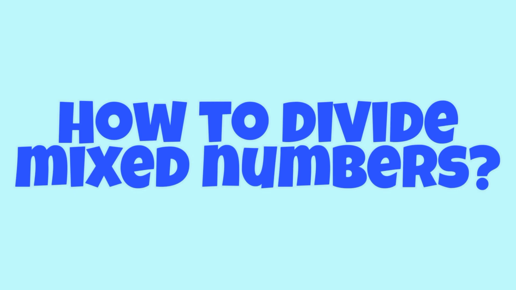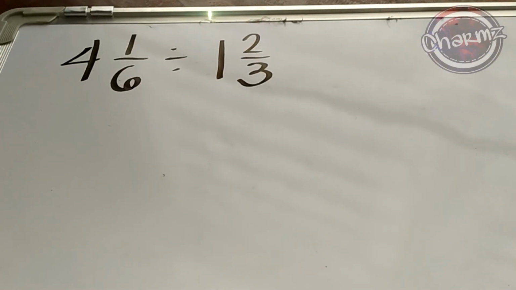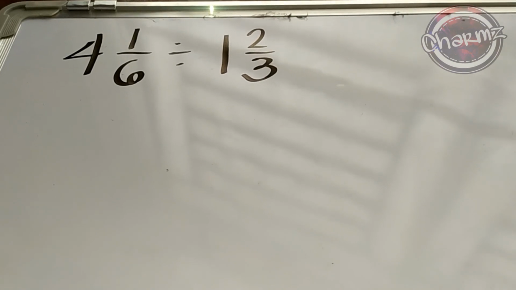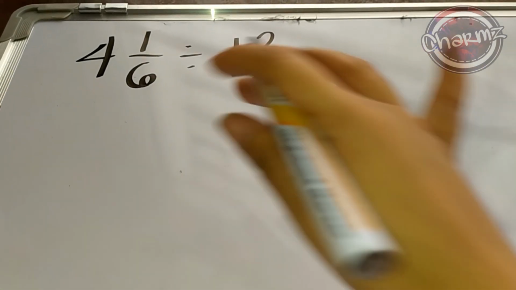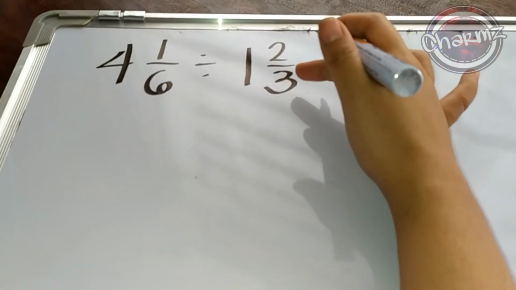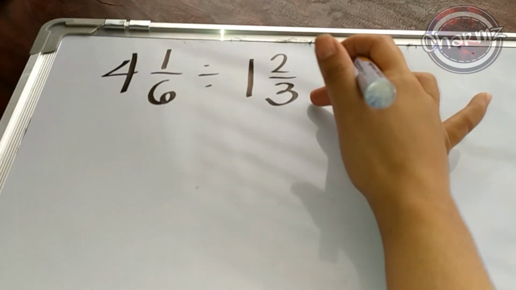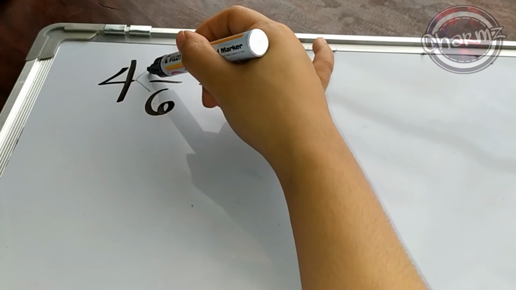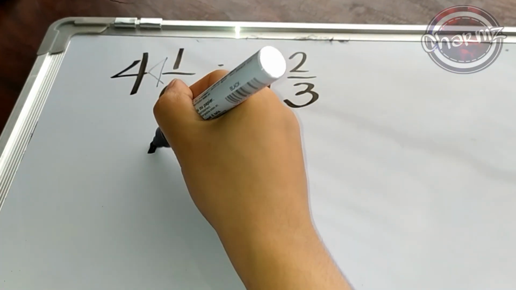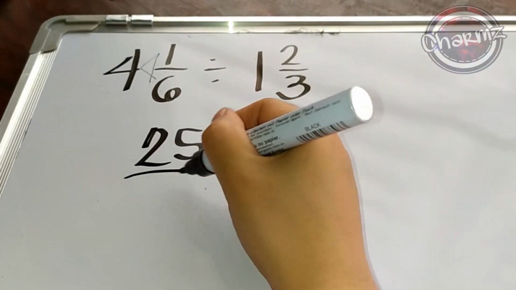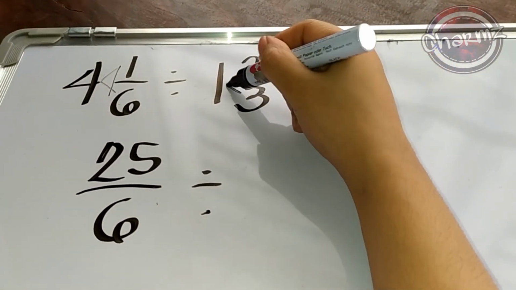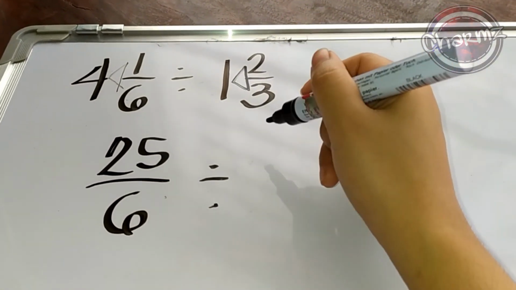How to divide mixed numbers. What if we are given mixed numbers? So, the same as multiplication of mixed numbers, we have to change mixed numbers into improper fractions. So, Mac method for 6 times 4 is 24 plus 1, 25 over 6, divided by 3 times 1 is 3 plus 2 is 5 over 3.